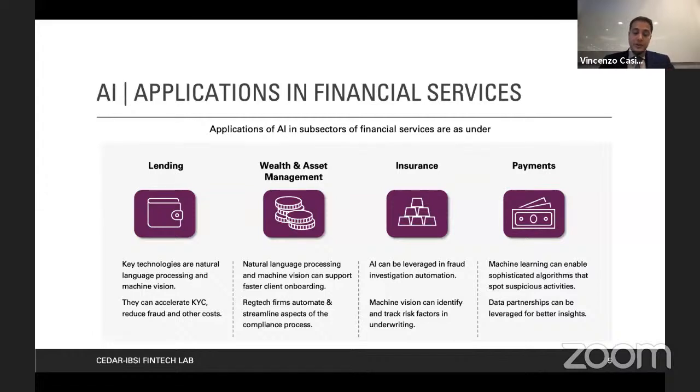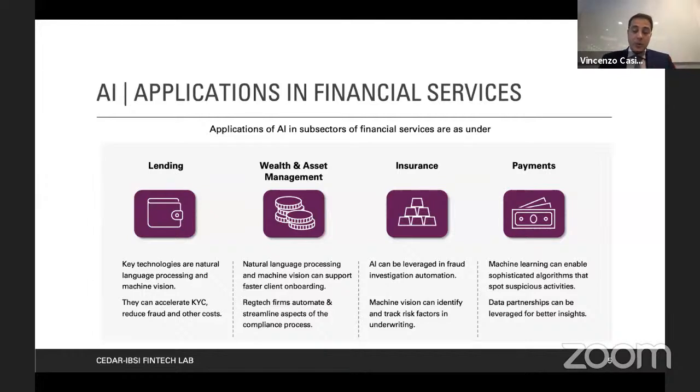Then we get into insurance. Insurance claims processes to reduce costs and improve customer experience. Fraud investigation automation through automated patterns of potentially fraudulent activity, such as similar claims found by other individuals. And this frees up investigators to focus on more complex aspects of their investigations.